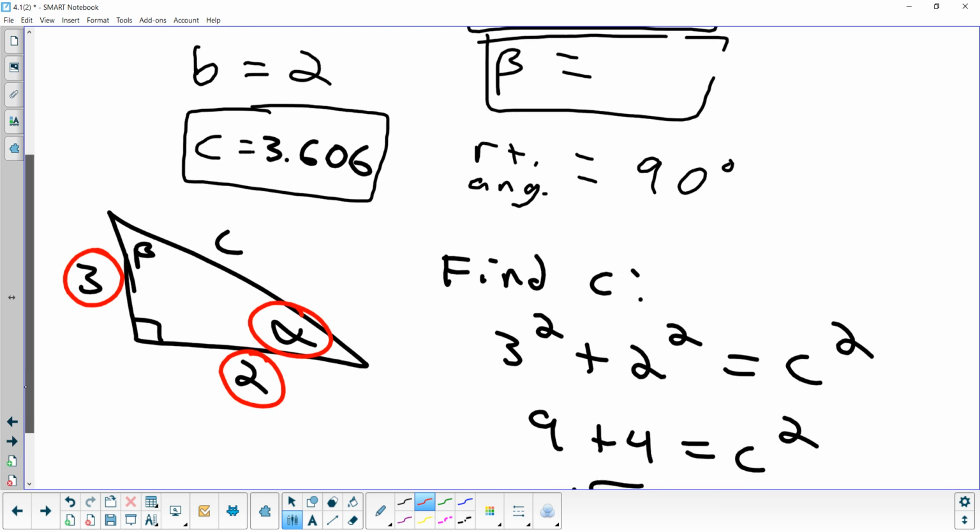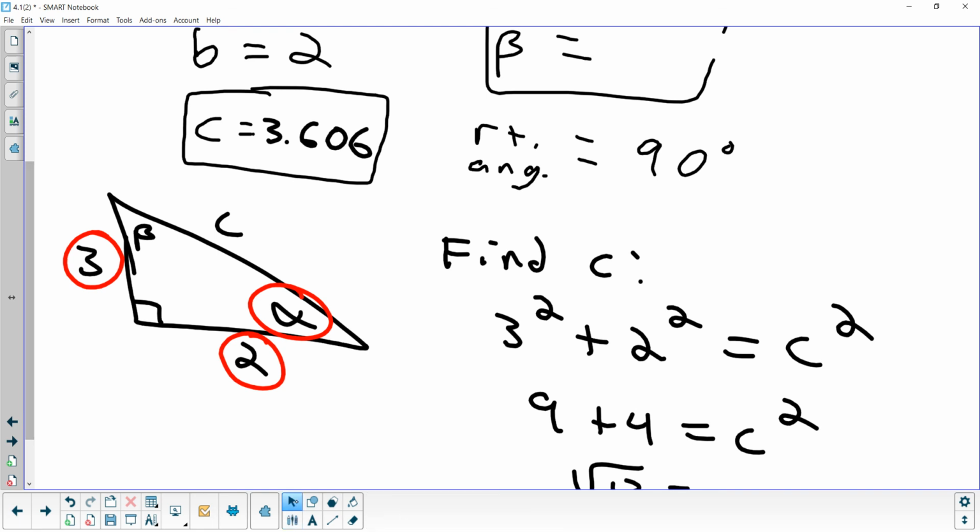So Ben, from the perspective of alpha, what's the name of the side that's 2 units long? So the choices are opposite, adjacent, or hypotenuse. It's adjacent, and how about the side that's 3 units long? That's opposite. And Dominic, what trig function involves opposite and adjacent? Tangent. Tangent, good.